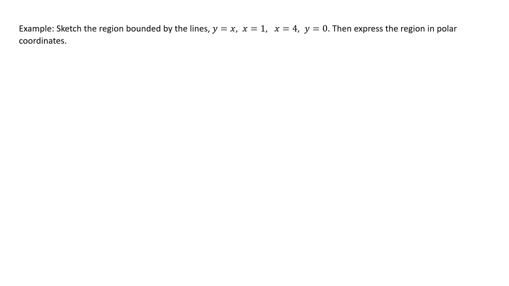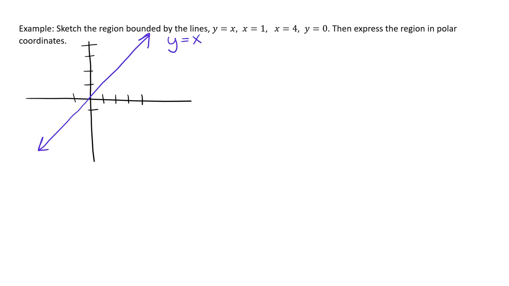So now I'm going to describe a region in rectangular coordinates, and let's see if we can express this region in polar coordinates. Can we translate the rectangular coordinates to polar coordinates? So it says sketch the region bounded by the lines y equals x. So I'm just going to start by drawing that line y equals x. And then we've got x equals 1, x equals 4, and y equals 0. Okay, so bounded by y equals 0 is just my x-axis, and then between x equals 1 and 4. So that's the region we're talking about. I've shaded it in pink.